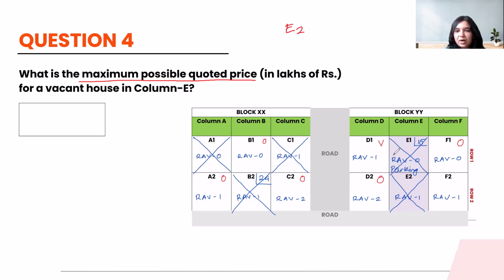Now, we know that there was only one parking house available in block YY, which went to E1. That means E2's base price has to start with 10. It also has an RAV of 1, which will be multiplied with 5, plus 3 times its neighbor count. Now, what can be the neighbor count of E2? I can have both of them occupied, which makes it a maximum of 2 neighbors because E1 is not occupied. E1 is definitely vacant as we know. So the maximum possible quoted price of E2 could be 10 plus 5 plus 6, which is nothing but 21.